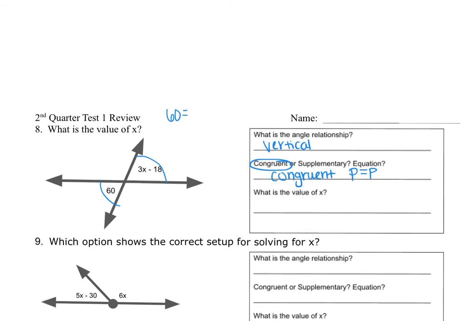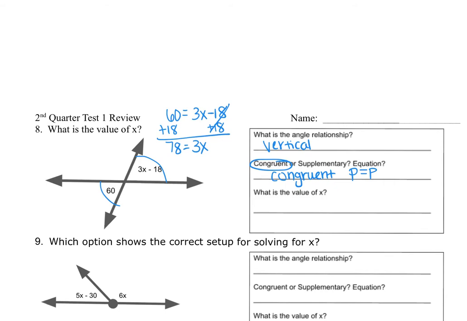We've got 60 equals 3x minus 18. We need to start by moving the 18 to the other side. We're going to do the opposite, so we're adding it. 60 plus 18 is 78. Bring down your 3x, and the 18s cancel out.